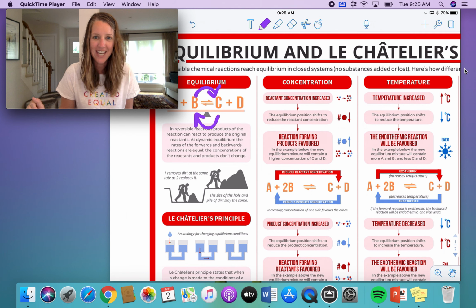Okay, so don't forget that. It's not static, it's still changing. But static in the terms only that the concentration will remain the same, but you're still moving dirt from one pile to the other, or reactants are still turning into products and products are still turning into reactants.